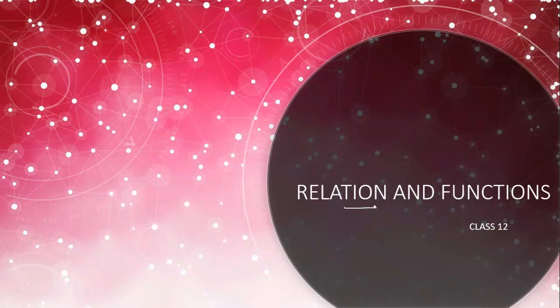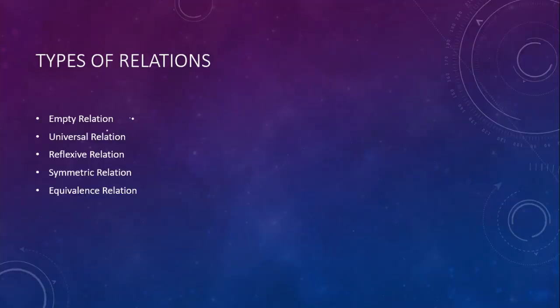So after studying the definition of relation, next is types of relation. So these are the types of relation. First up, which is empty relation. So consider one set having 1, 2, 3, 4 as its elements.